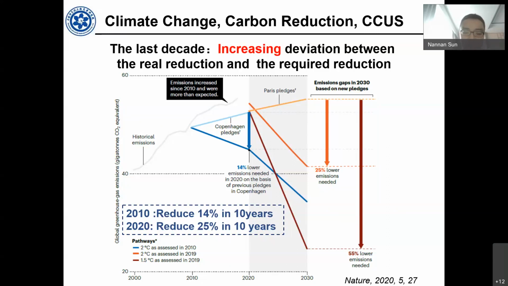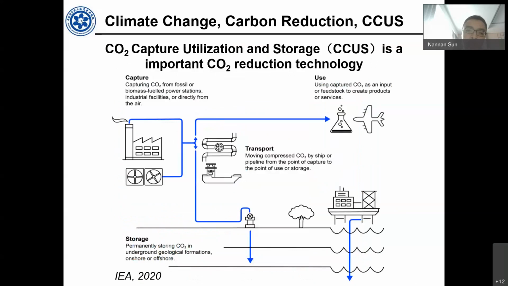So we have to do more, but we are doing that too slow. So we have to find some new technologies for this purpose. One of such technologies is the CO2 capture, utilization, and storage, always the CCUS. So actually, CCUS is a toolbox. Okay, it's not a single technology. It's composed of several steps.